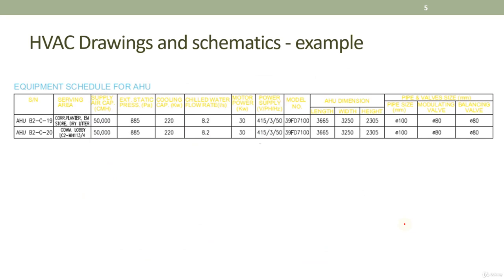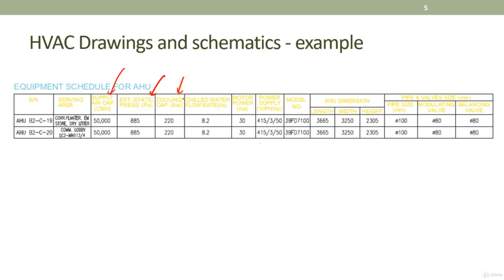And sometimes in the same drawing you will see the equipment schedule. That means they will show you the equipment, the two AHU that you see inside the drawing, and some of the information. All right, so there's the airflow information. For example, the supply airflow capacity is 50,000 cmh. That means this particular fan can supply up to 50,000 cmh of air. Okay, and it can overcome 885 Pascal of external static pressure, and the cooling capacity is 220 kilowatts.